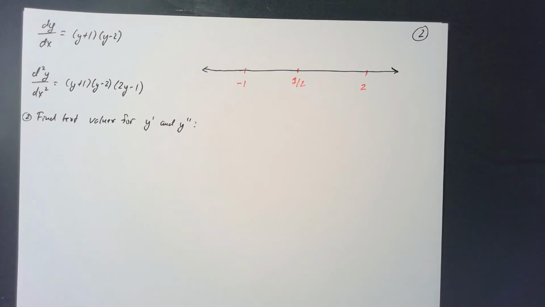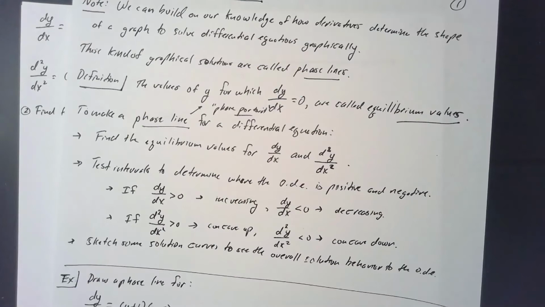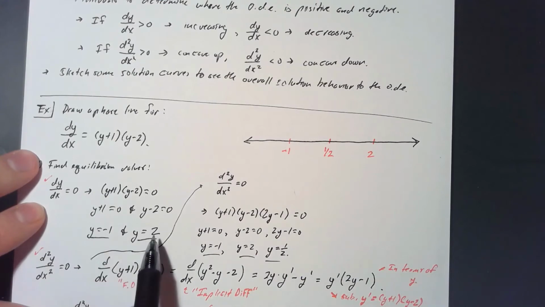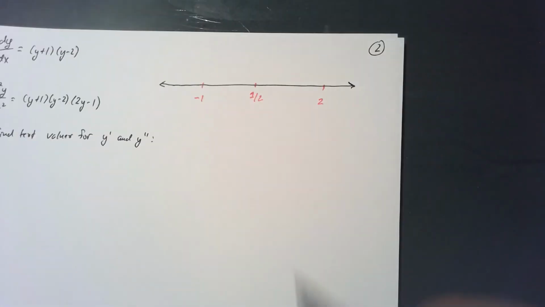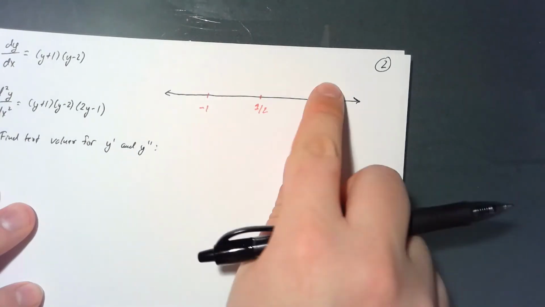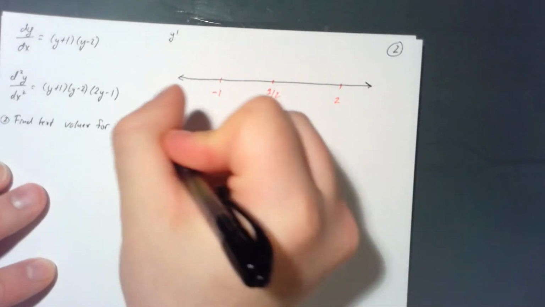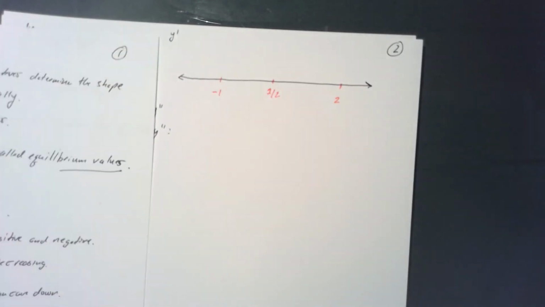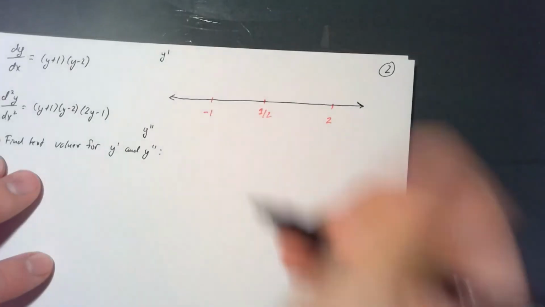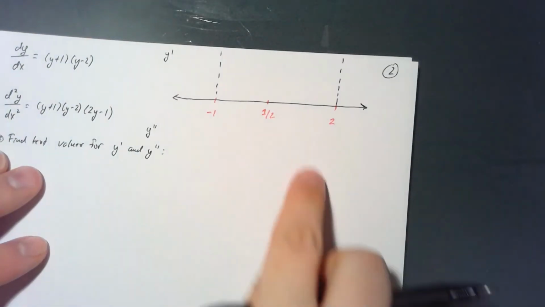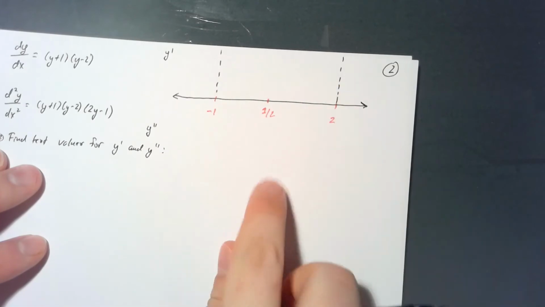Just to recall, the equilibrium values for the first derivative were negative 1 and 2. So I'm going to do the top portion of this curve as the first derivative, and the bottom portion as the second derivative. Negative 1 and 2 was for the first derivative. So for the first derivative, I had negative 1 and 2. I'm just doing this to partition the intervals for each derivative.